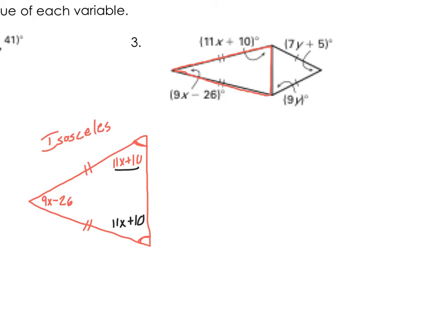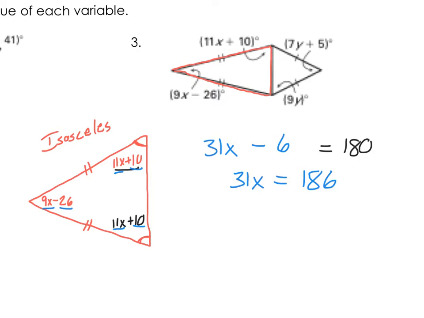I know that all three of these angles are going to add up to 180 degrees. So let's add all three of them up. We have 11x, 11x, and 9x. So that gives me 31x. We have plus 10, and minus 26, which gives me negative 6. So I'm going to end up with 31x equals 186. And finally, it looks like I'm just going to end up with x equals 6.